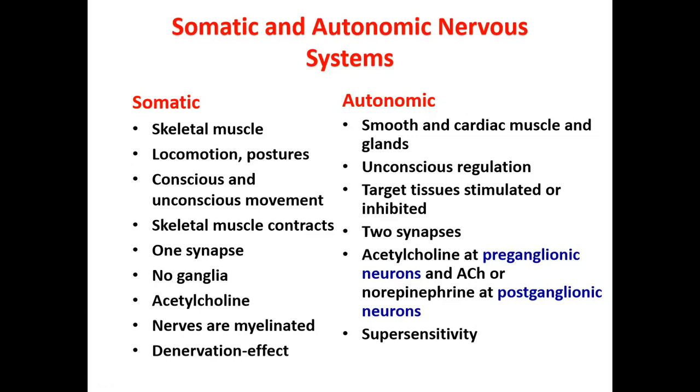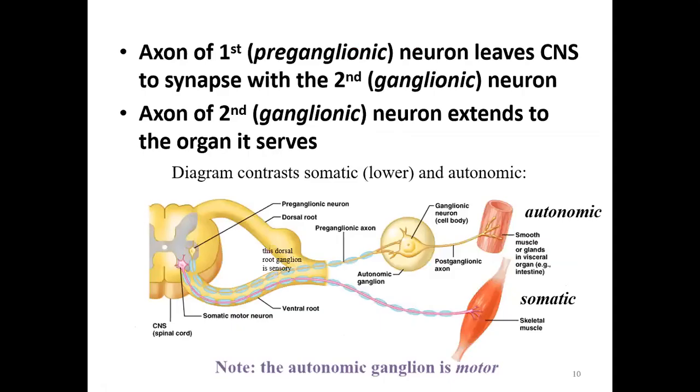In the somatic nervous system, the nerves are myelinated, and denervation may result in paralysis of the muscles. Whereas the autonomic nervous system has a property of supersensitivity, which is not available in the somatic nervous system. In the somatic nervous system, the nerves are myelinated, whereas in the autonomic nervous system the preganglionic fibers are myelinated and the postganglionic fibers are non-myelinated.